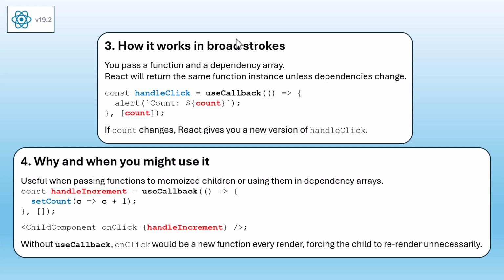You use a function as a dependency of another hook, for example an effect. If you recreate the function each render, that dependency has changed and the effect will rerun unnecessarily. useCallback can stabilize that function. In these cases, useCallback helps control the identity of functions so you can avoid unnecessary work in child components or effects.